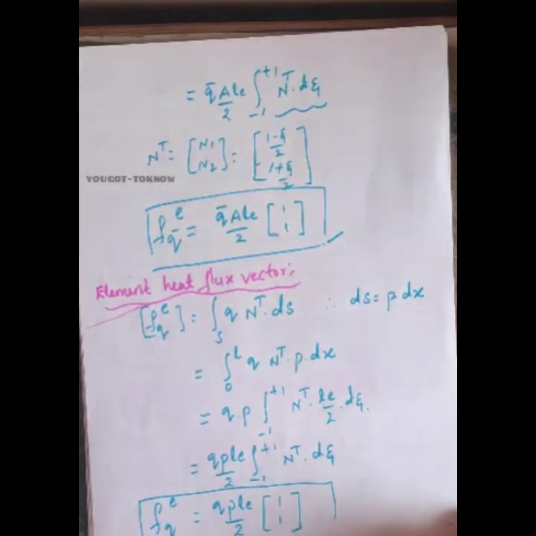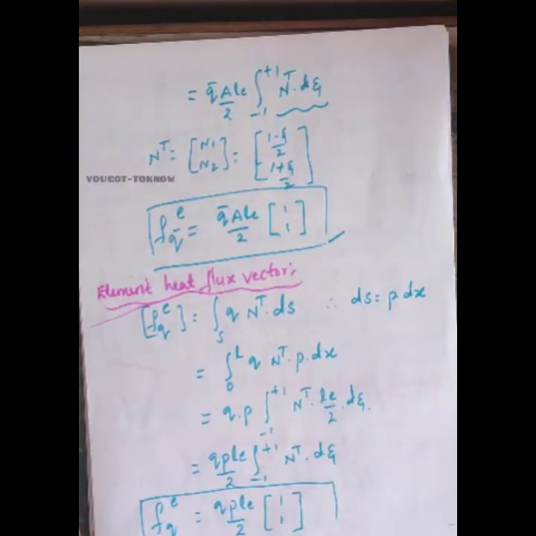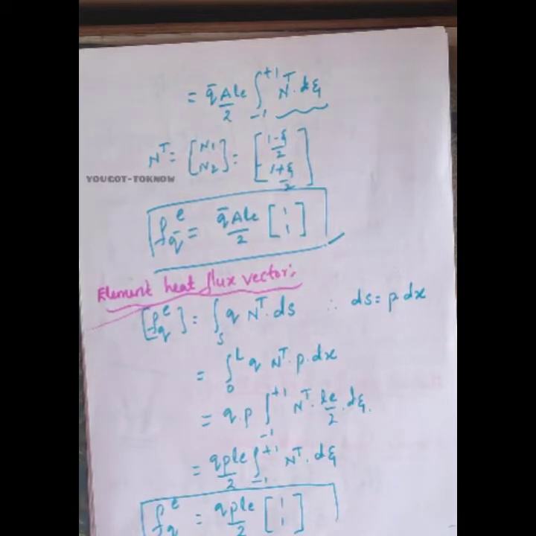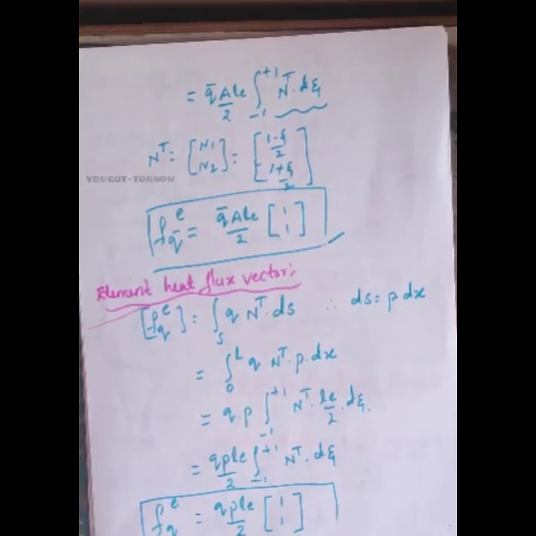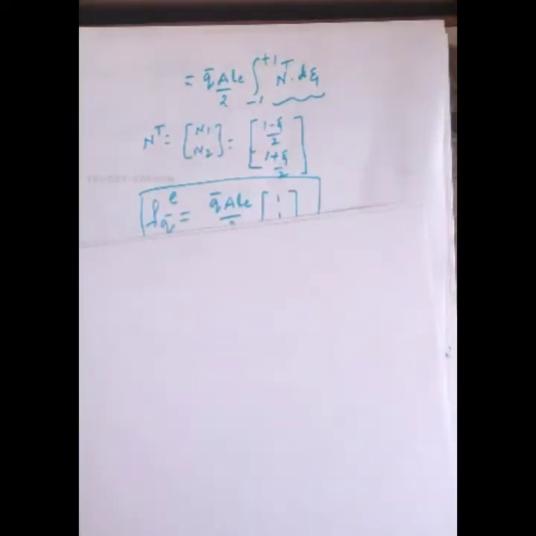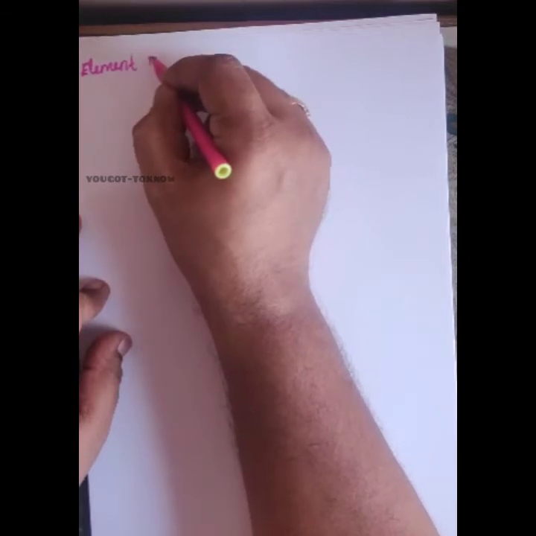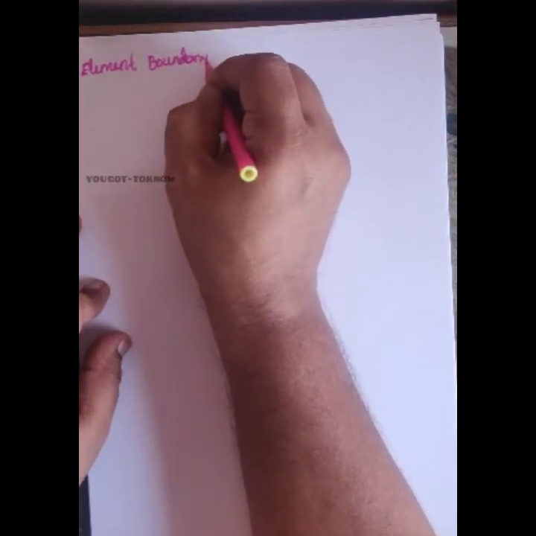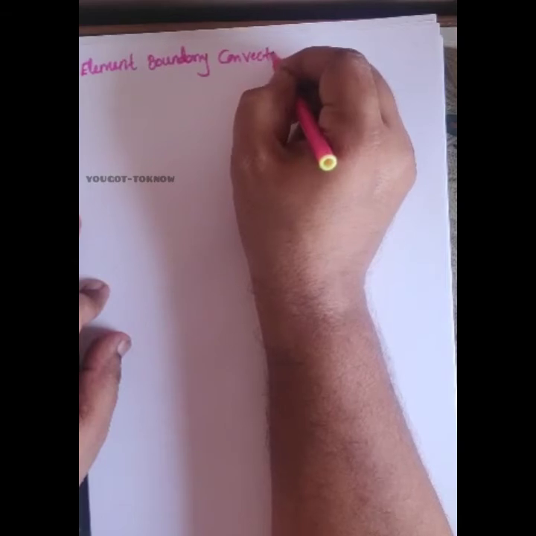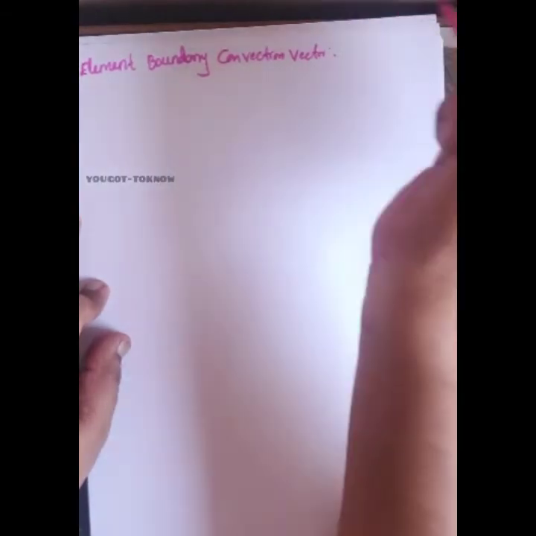Now apart from this heat flux vector, we have to calculate one more. That is the element boundary convection vector. Element boundary convection vector. What is the element boundary convection vector?